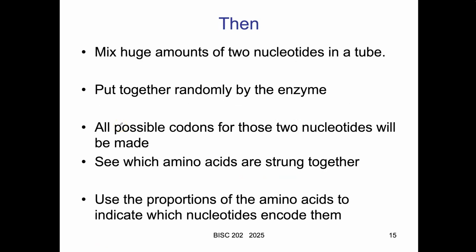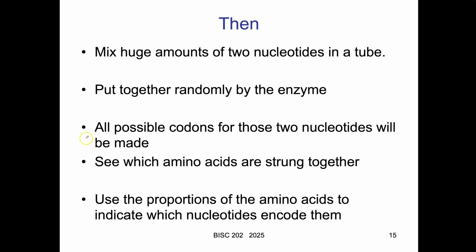But then the next step is to mix two nucleotides together. And you can mix them in equal amounts, and that will give you some information, but you can also mix them in different amounts. And so the idea is you do the same experiment as the experiments with just a single nucleotide, but you take two different nucleotides. And these will be put together randomly by the enzyme. Remember, the polynucleotide phosphorylase is not going to use a template or anything, so it just grabs whatever nucleotides are near it and puts them together.